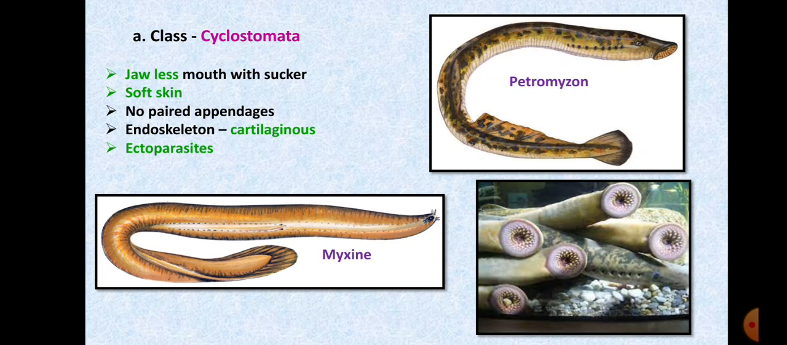Okay, they do not have jaw. Their mouth will not have jaw. They can also be called as agnatha. Okay, just by looking at the picture on your screen, you will get to know that the skin is very soft. No paired appendages. Appendages means no limbs, no hands, no legs, nothing, which is very clear. The endoskeleton is cartilaginous, and they are ectoparasites. You will find them outside in the environment of the body of host. Clear? So this is your first class in the subphylum Vertebrata, that is Cyclostomata.